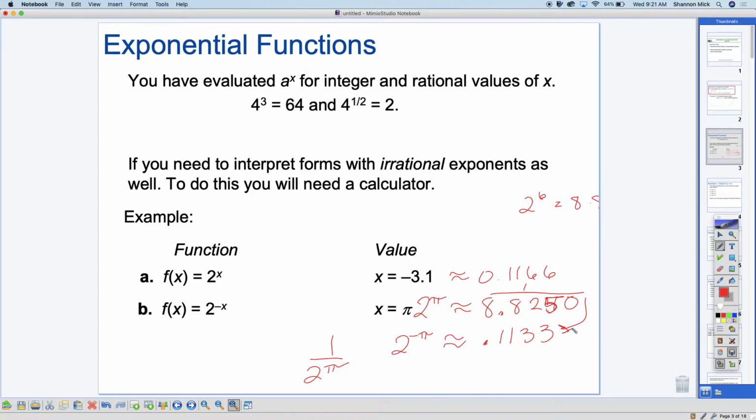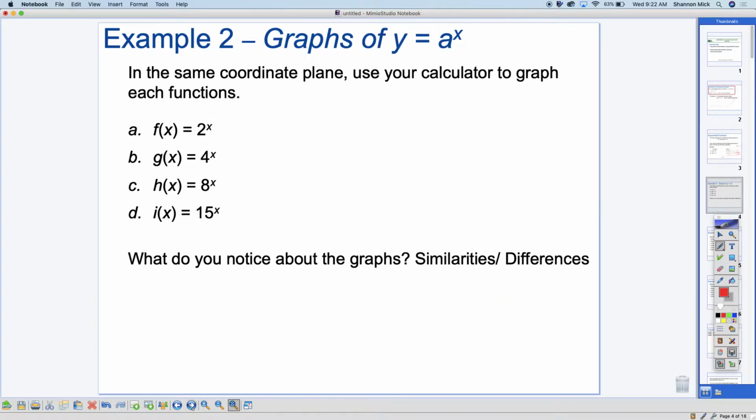Since this is 1 over 2 to the pi, if I take 2 to the pi and put 1 over it, you get what you're supposed to get, right? That's cool. The more you know. So that negative exponent reciprocates it. It doesn't do anything to the actual positive or negative of the number.